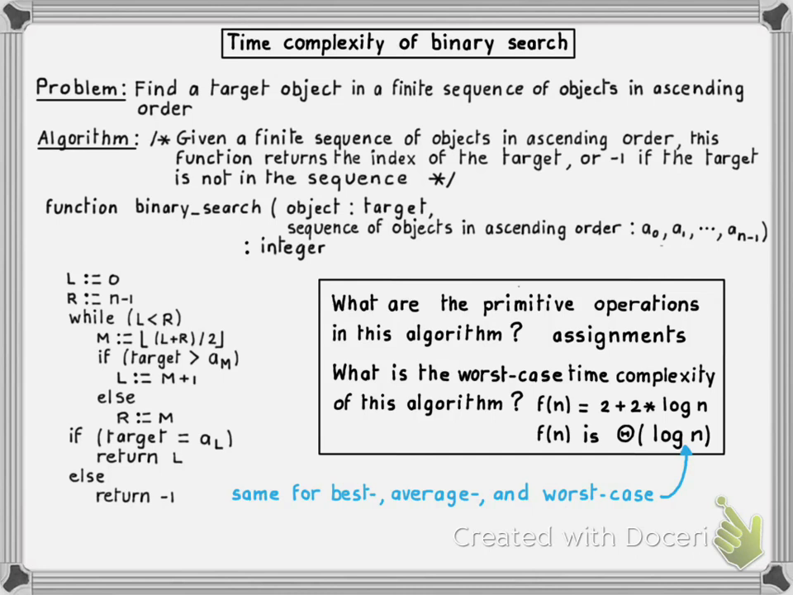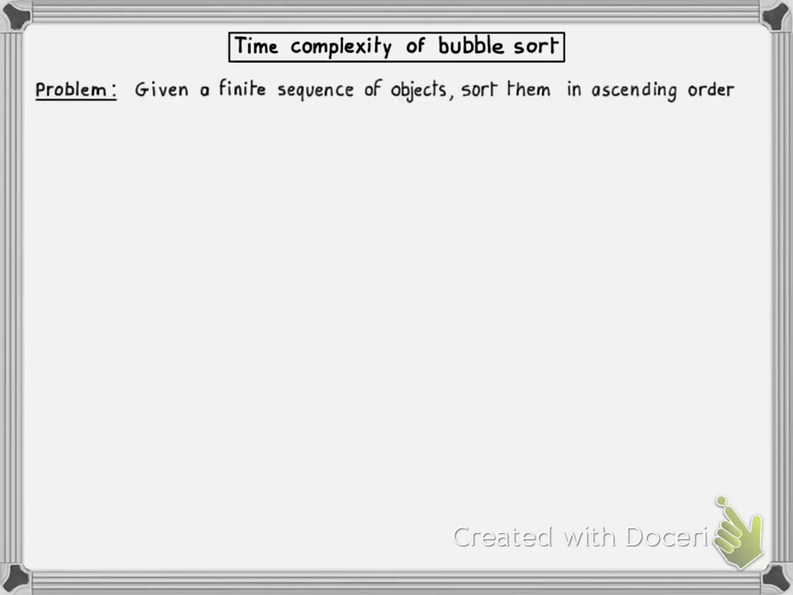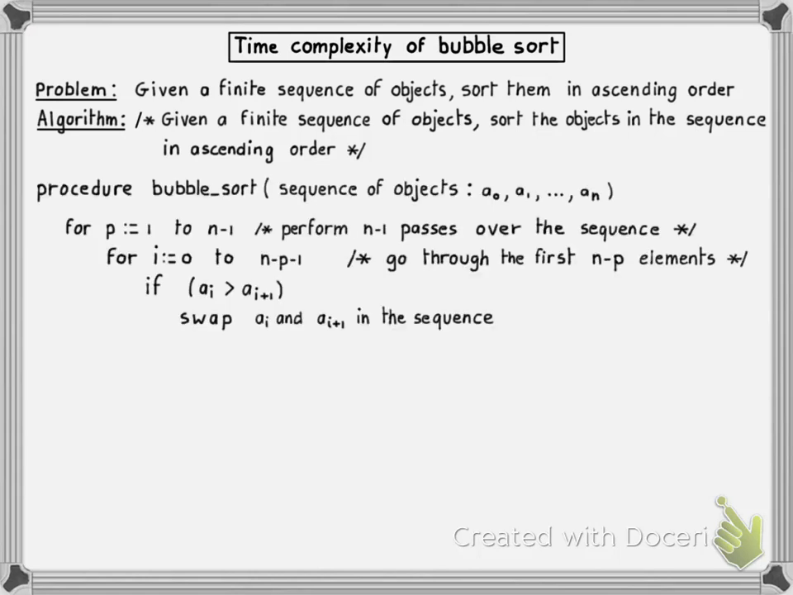Now let's turn our attention to another algorithm that we studied before, namely the bubble sort algorithm, which solves the following problem. Now here is a description of the input and output of this algorithm, and here is its pseudocode. Make sure to stop the video and study this pseudocode again if you don't remember it that well.